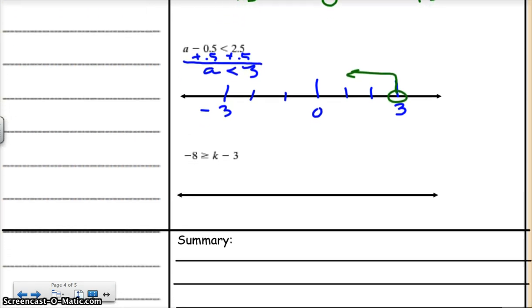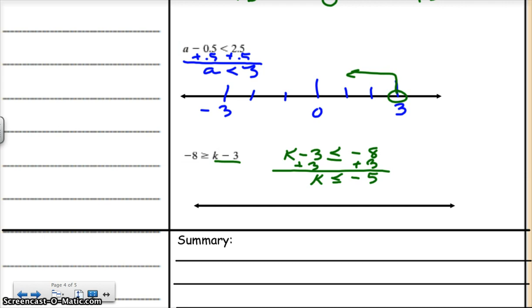I am going to move it right away first because I like to solve with my variable on the left. So this next one, I'm going to move k minus 3. What's facing it, the open mouth or point? Point. Keep it facing it. Now how do I move that 3? Plus 3, plus 3. K is less than or equal to negative 5. 0, 5, negative 5. Color it in. Go to the left. That's your notes for today.